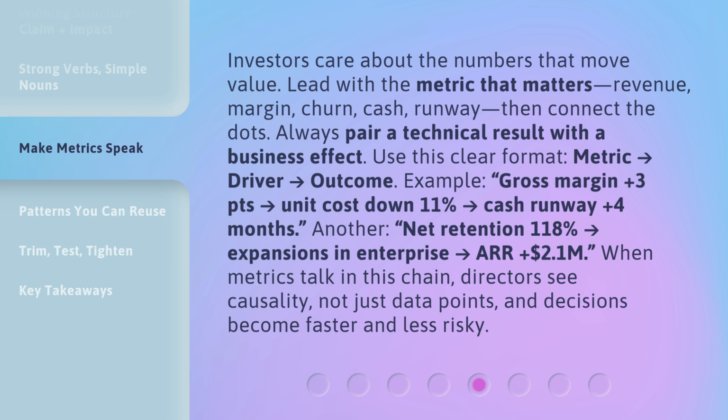Example: gross margin +3 pts → unit cost down 11% → cash runway +4 months. Another: net retention 118% → expansions in enterprise → ARR +$2.1 million. When metrics talk in this chain, directors see causality, not just data points, and decisions become faster and less risky.